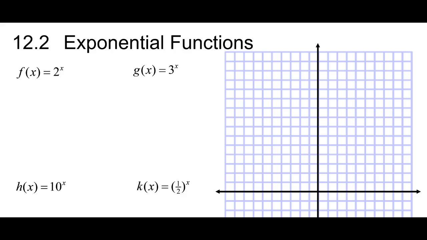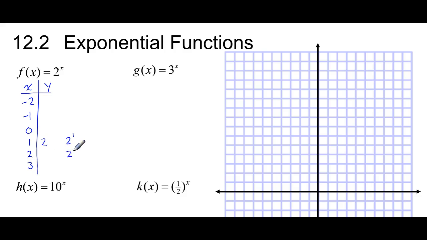In order to draw the graphs, we're going to do the most basic and direct thing possible. We're just going to make a table of values. We're going to plug numbers in for x, do the arithmetic, figure out what y is, and then plot the points. So let's start with an easy one. Let's try plugging in 1, because 2 to the 1 is really easy. 2 to the 1 is just 2.